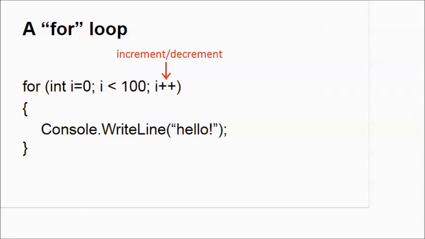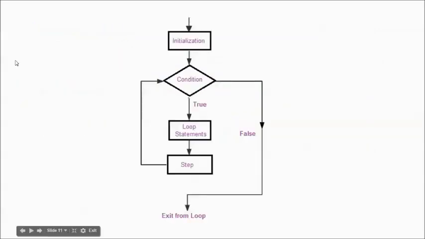Here's what it looks like as a flow chart. We do the initialization first, then we check the test condition. If the test condition is true, we do the body of the loop. Then we do the part where we increment or decrement the loop counter, and then we go back and we check the test condition. And we just keep going around in that little circle over and over again until the test condition is false. When the test condition is false, we bail out of the loop, and we're done.